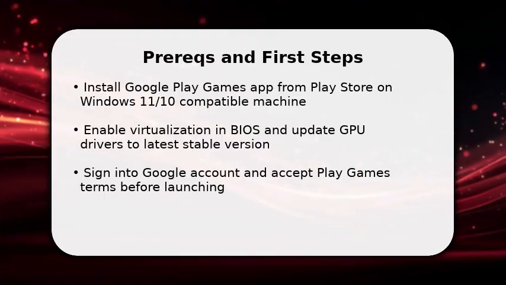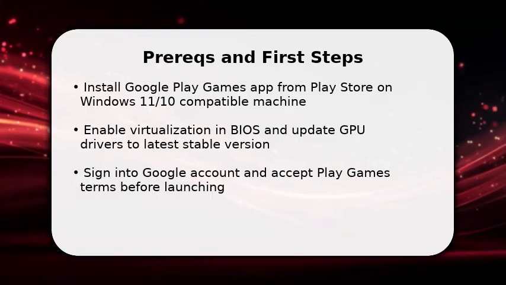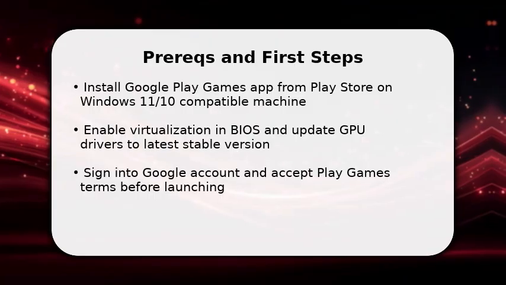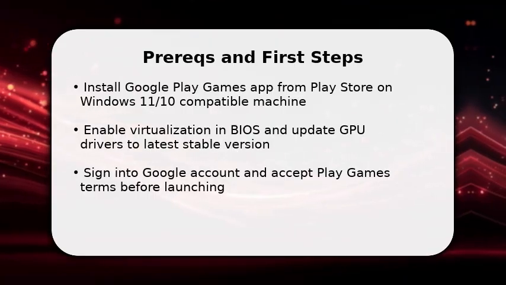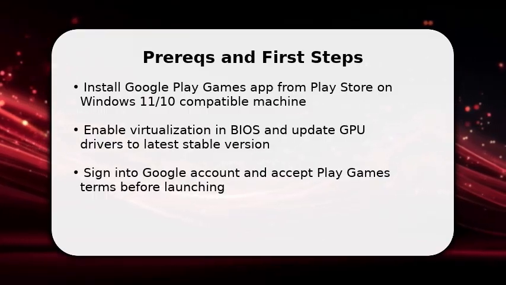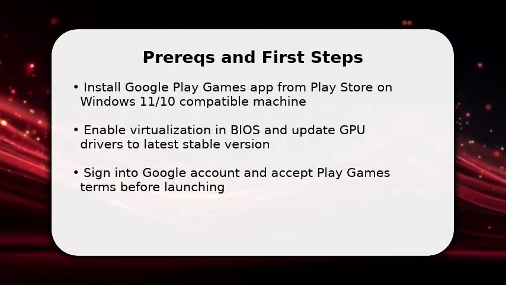You start by confirming prerequisites, virtualization enabled and drivers up to date. Once done, open Google Play Games and sign into your Google account so saves sync. Make sure you accept permissions and terms. That allows emulator services to install.